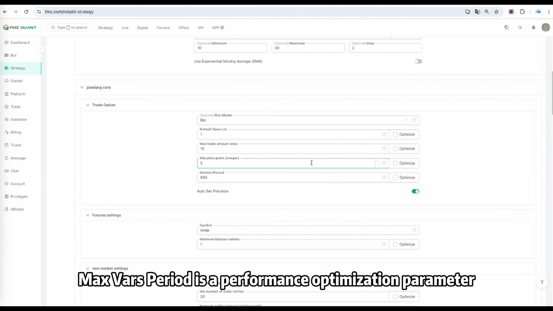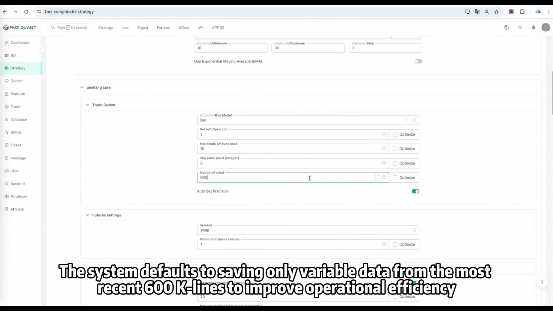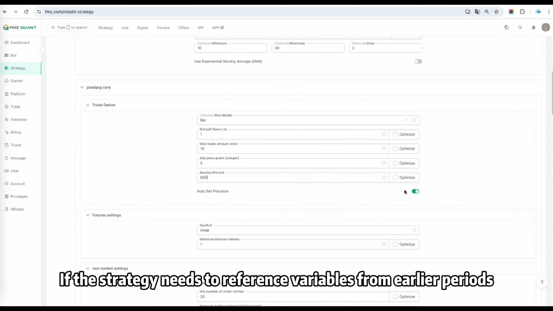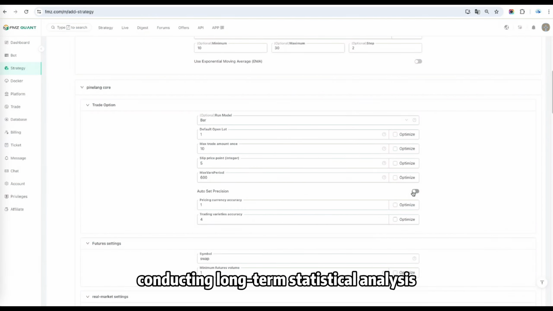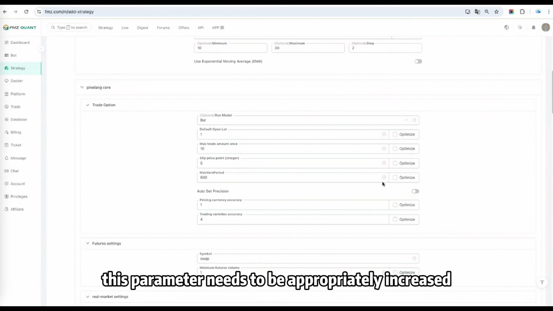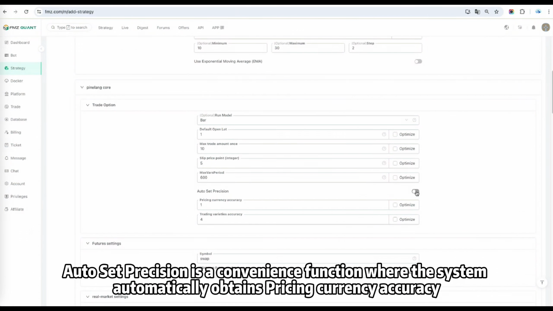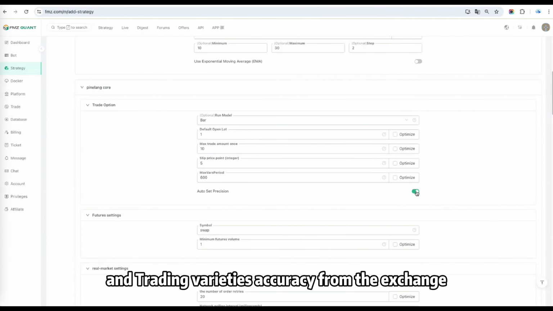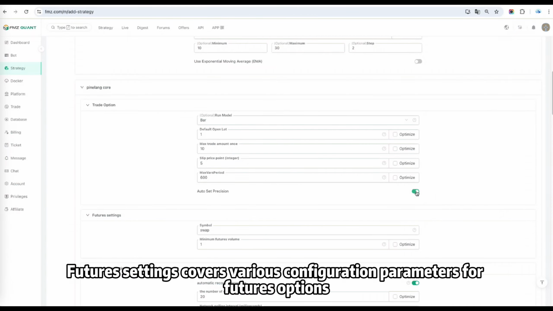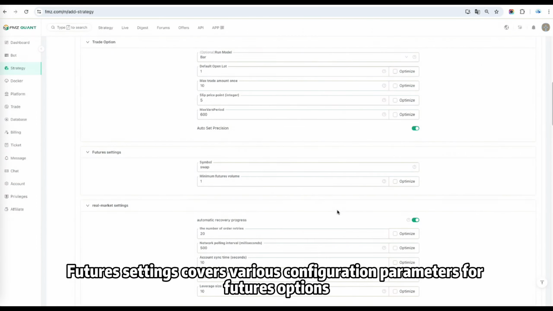Max vars period is a performance optimization parameter. The system defaults to saving only variable data from the most recent 600K lines to improve operational efficiency. If the strategy needs to reference variables from earlier periods, such as calculating long-term moving averages or conducting long-term statistical analysis, this parameter needs to be appropriately increased. Auto-set precision is a convenience function where the system automatically obtains pricing currency accuracy and trading varieties accuracy from the exchange. Futures settings covers various configuration parameters for futures options.